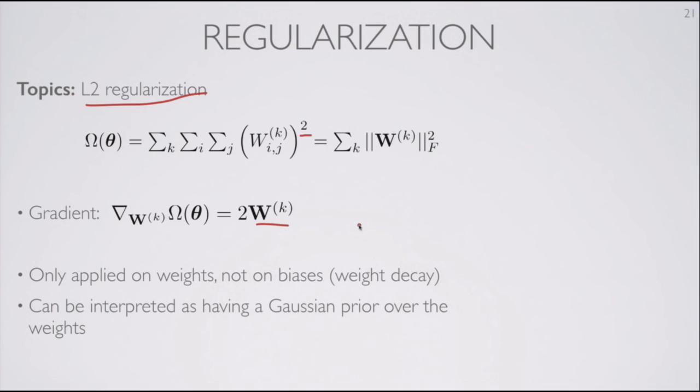We usually don't regularize the biases. There's no particularly important reason for that. It's just that there are many fewer biases, so it seems less important. And this L2 regularization is often referred to as weight decay. So if you hear about weight decay, that often refers to L2 regularization.